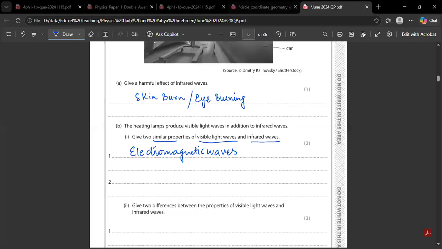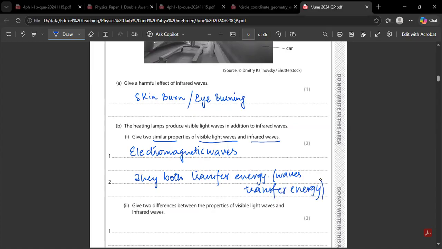And what we know about the waves is that they transfer energy. Yes, they both transfer energy, right? The waves transfer energy. All waves transfer energy. Right?